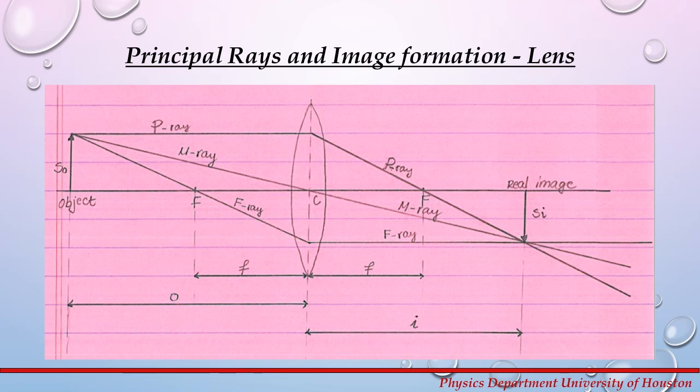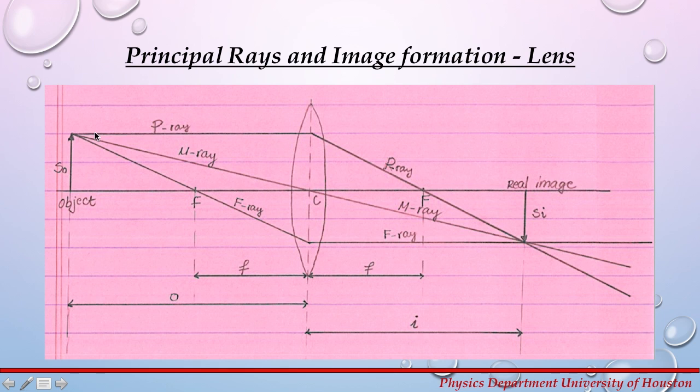There are three principal rays for lenses. For this particular example, I am going to use these principal rays to create the image using the convex lens. This is because during your experiment, you're going to use a convex lens and a concave mirror. So as I said, there are three principal rays for the lenses.